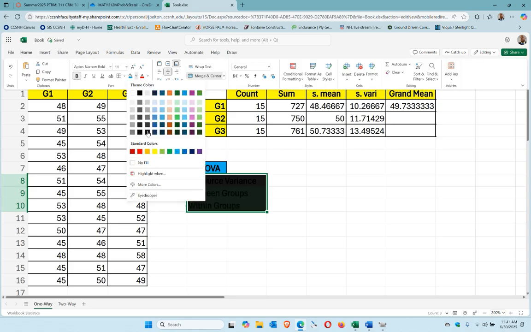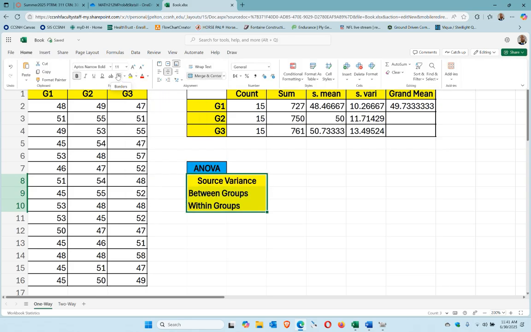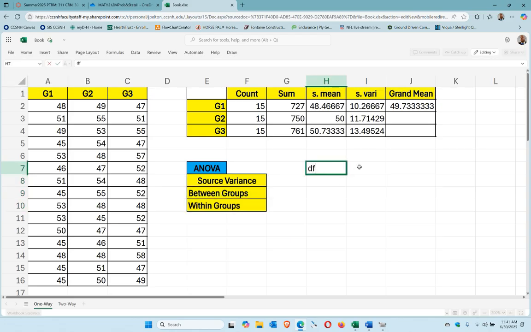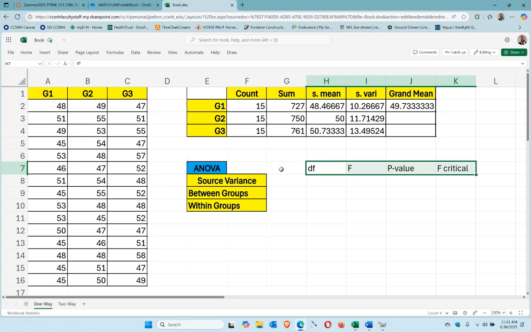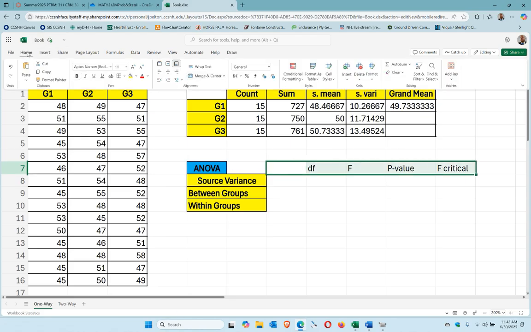Bold, yellow, box. Okay, so we need degrees of freedom, the F, capital F, sorry, the P value, and we'll do F critical. We don't need F critical, but we'll take a look at it visually. Okay. Let's center those out. Let's center those out too. Send them out. Yellow, bold, box them.